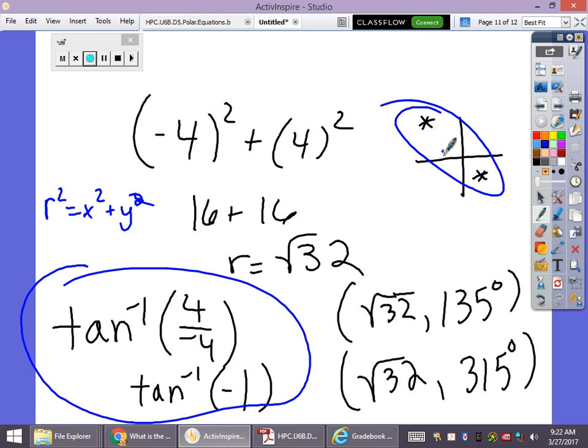Again, everything comes back around. You can't forget the hand tricks. You can't forget what quadrants are positive and negative. It all comes back to us.